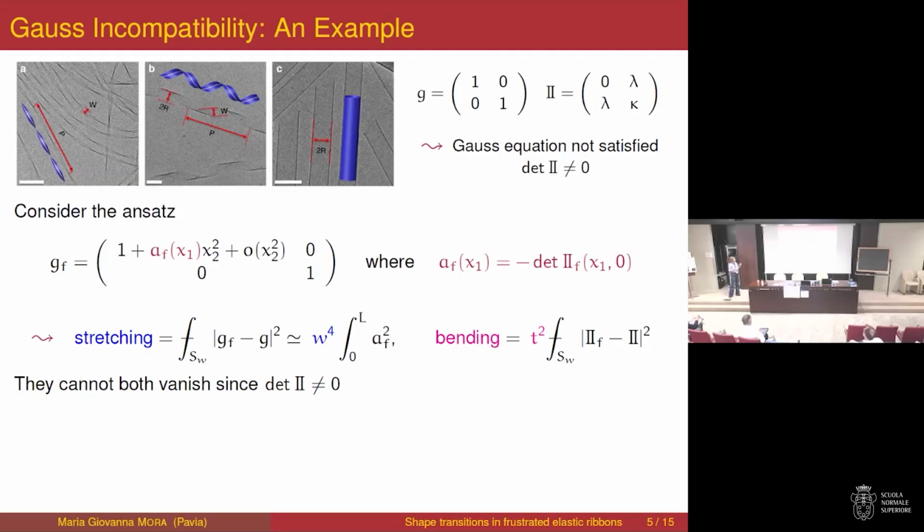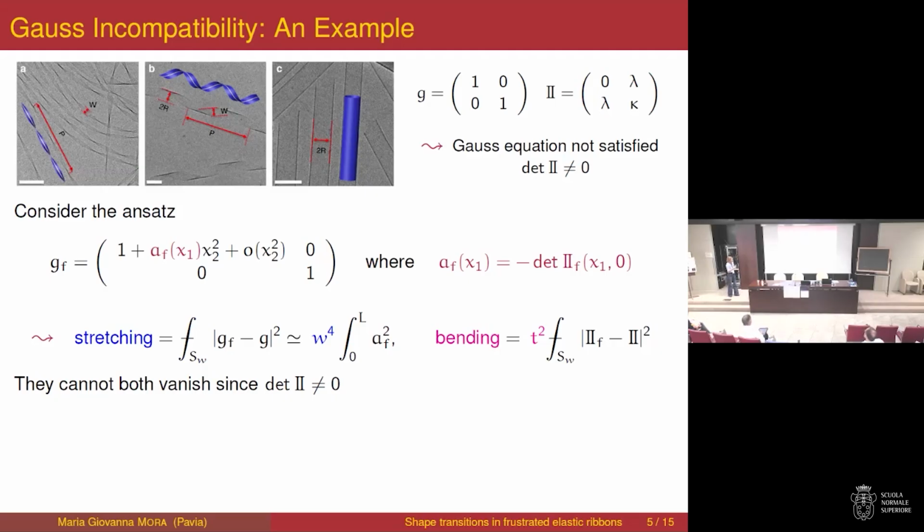But if you allow for a non-zero determinant of the second form, let's say on the midline of the ribbon, then this contributes to the first form in this way. So this comes from the Gauss equation, basically. Here, x2 is the variable in the height of the strip, so it's small, it's of order w.